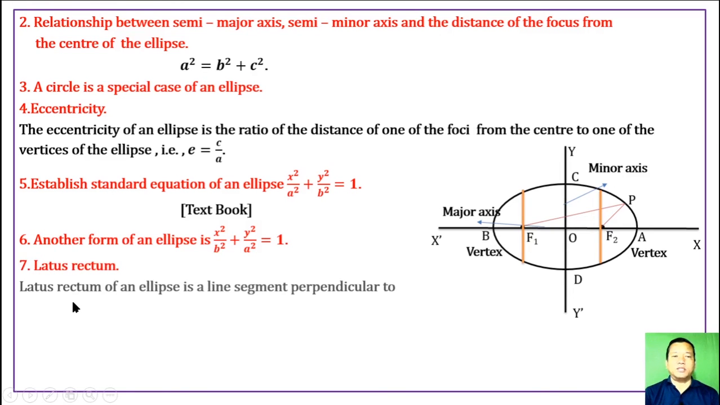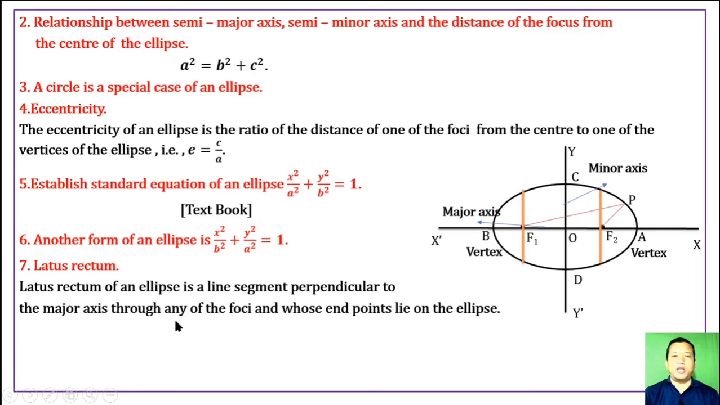Latus rectum. What is the latus rectum of an ellipse? The latus rectum of an ellipse is a line segment perpendicular to the major axis through any of the foci and whose end points lie on the ellipse.